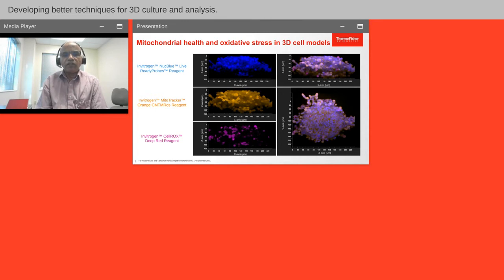And when it comes to CellRox Deep Red reagent, it is not as permeant in the spheroids, so we use a little bit more like a 2-hour staining for this CellRox Deep Red reagent to penetrate into the spheroid and stain all the cells in the spheroid.